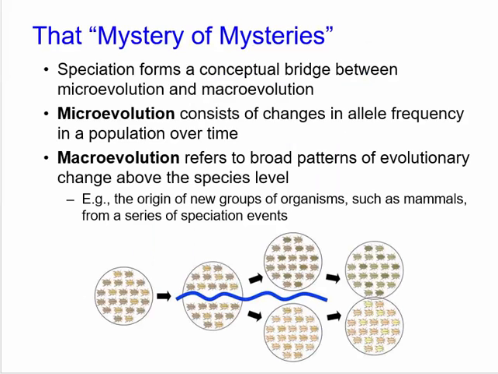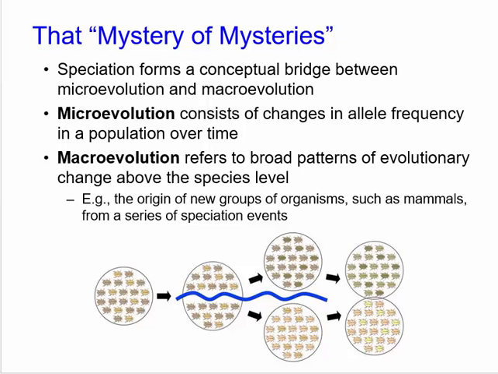So Darwin, in his many observations, had described this amazing diversity of life on the planet and thought of speciation as kind of the mystery of mysteries. It's like, where do new species come from? And really, that's what this chapter is about. We'll see many examples of how new species might originate.